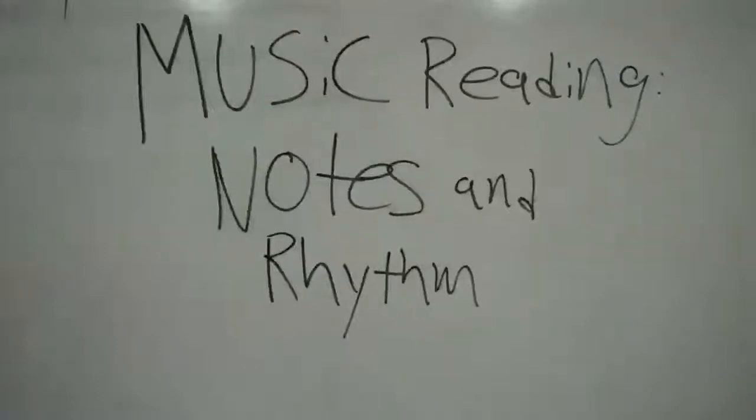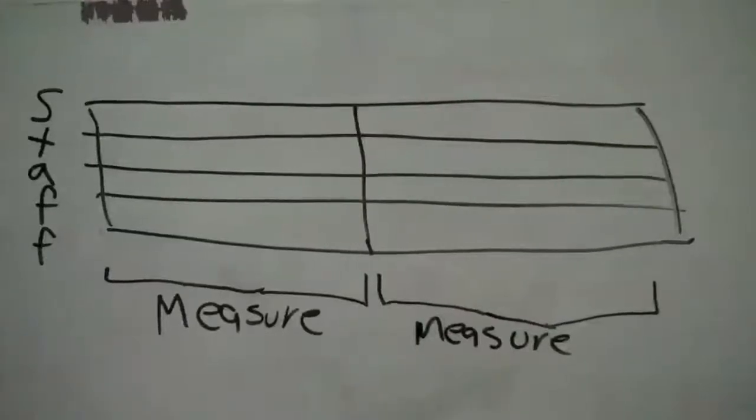Today's video is going to be on music reading, basically the most simple notes and rhythm reading possible, mostly geared towards drummers, but anybody can use this as a basis for how to read music. So music is written typically on a staff, which is this group of 5 lines that I'm sure you've seen.